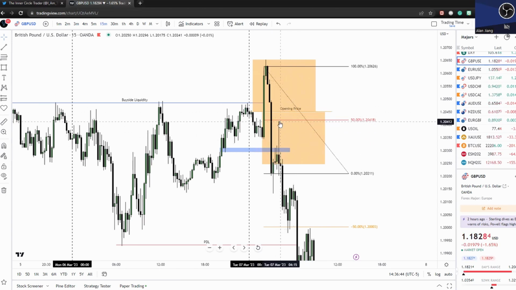So as you can see, it comes right up, right near the equilibrium, right? But look, where did it close? Below this imbalance here, all right? Buy side imbalance, sell side inefficiency.